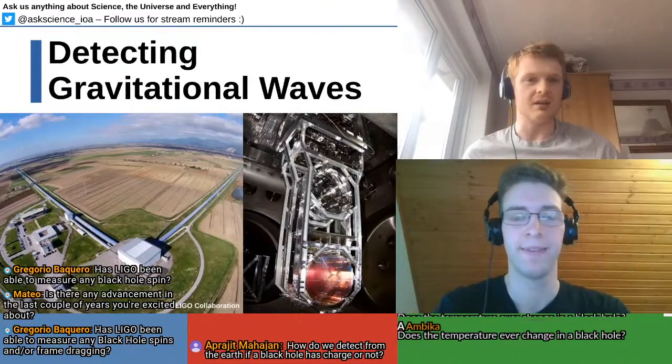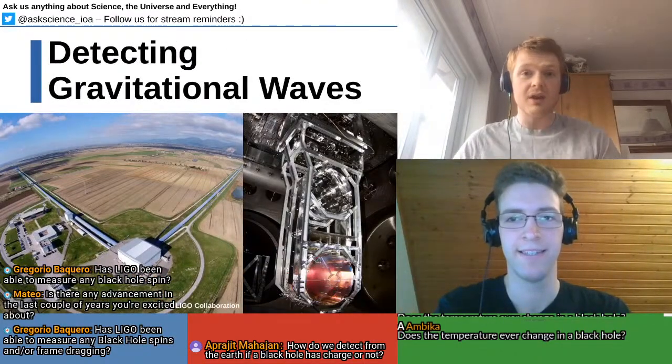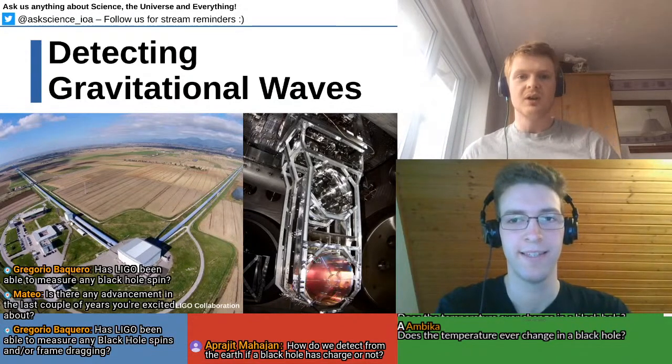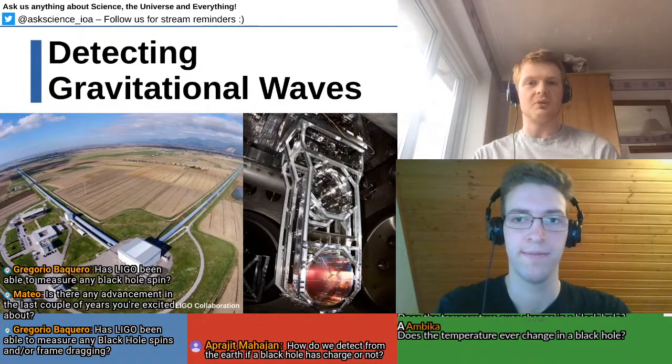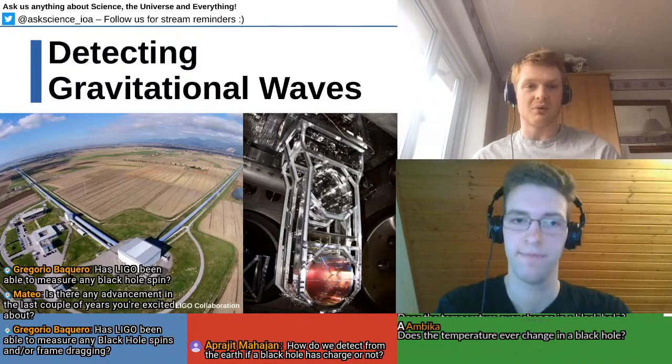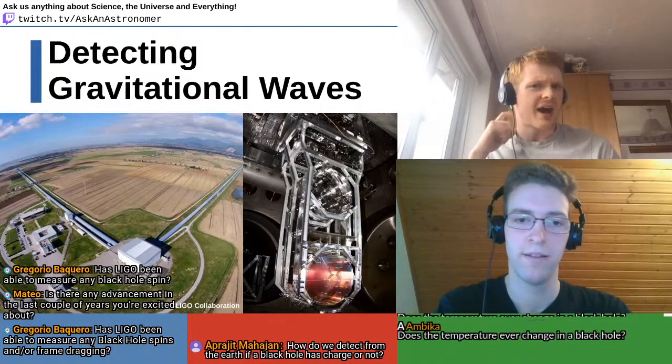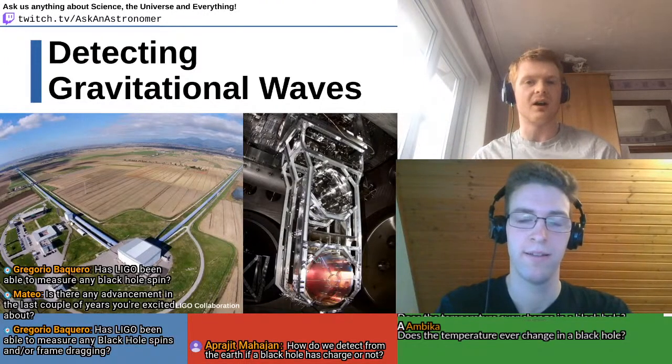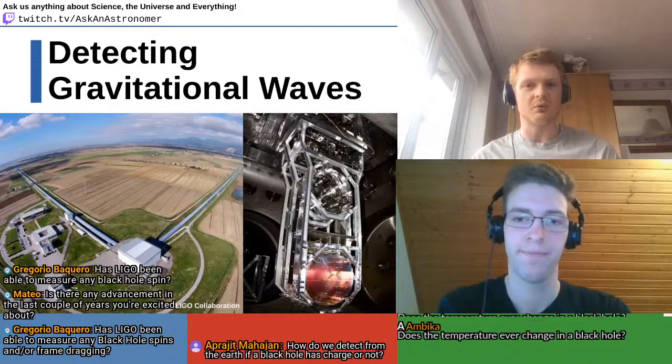In terms of the frame dragging, I think there are theoretical models which trace what the light would be like around a black hole, and that would include some effect due to this frame dragging, but I'm not certain what the relative contributions of those effects would be.